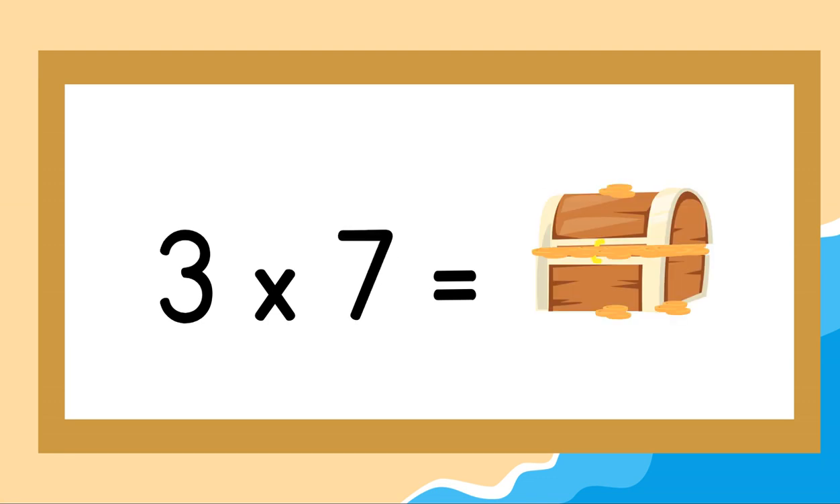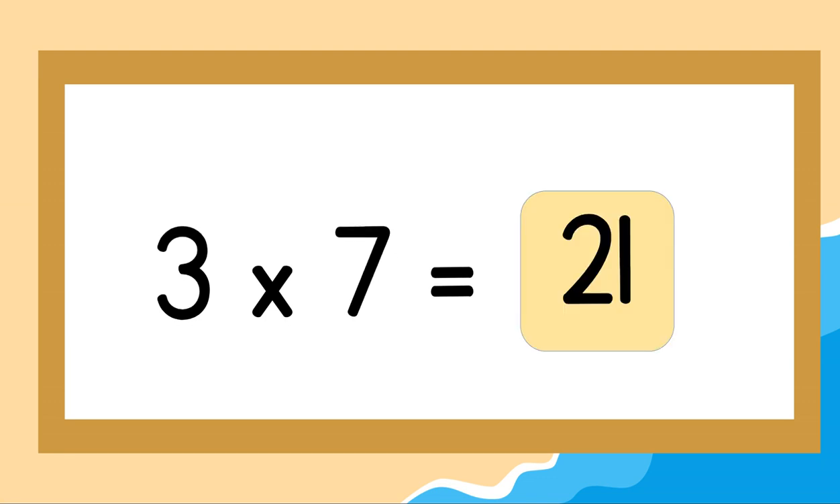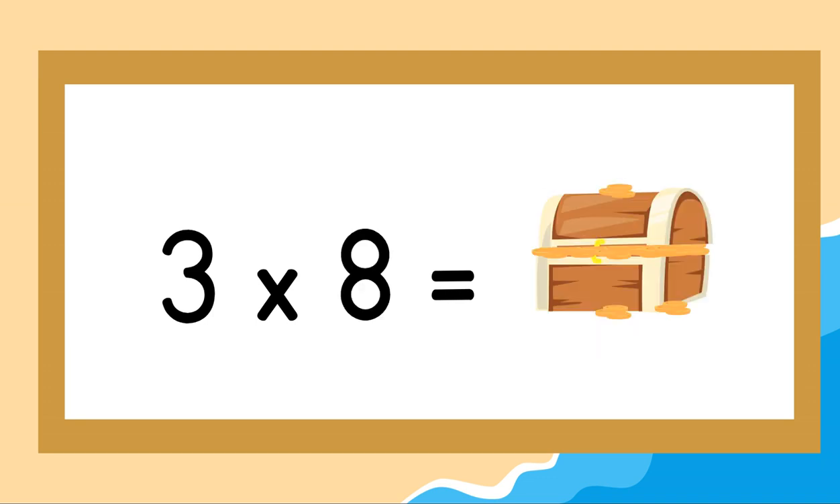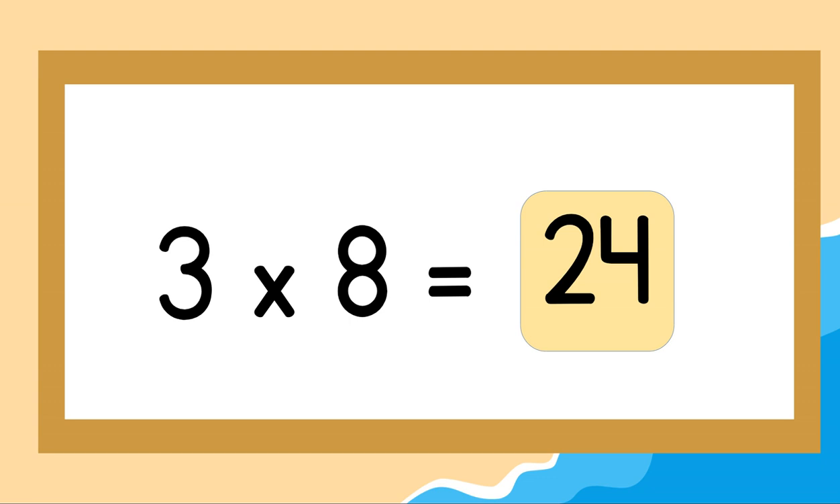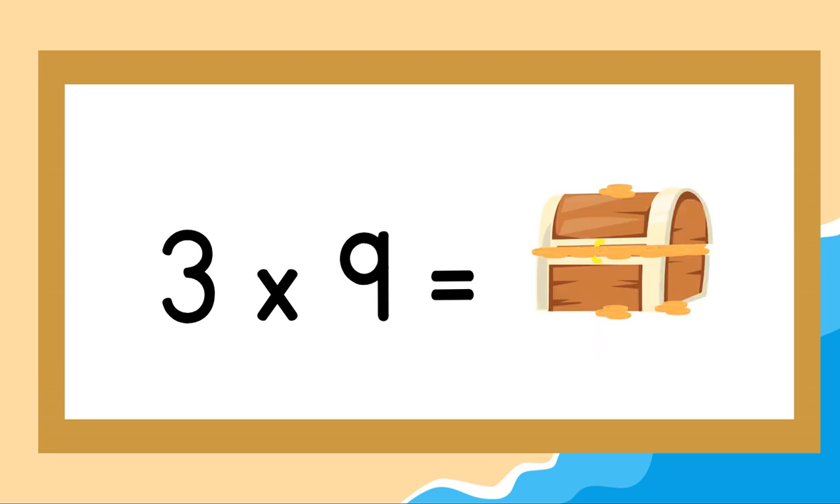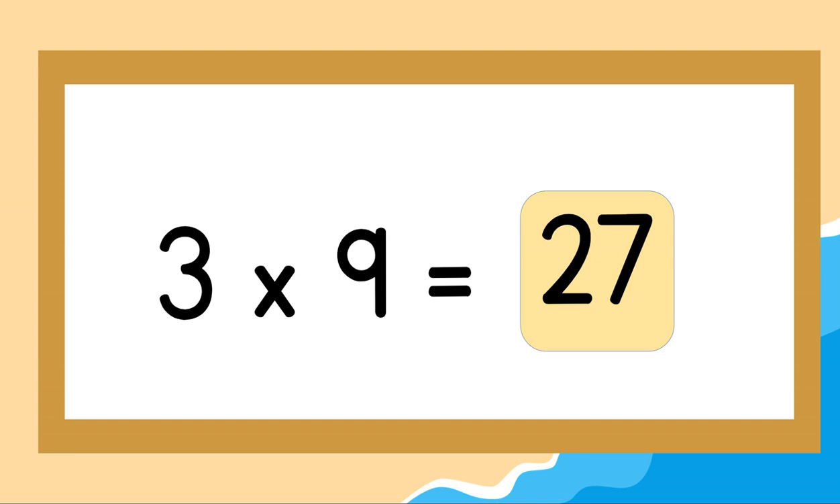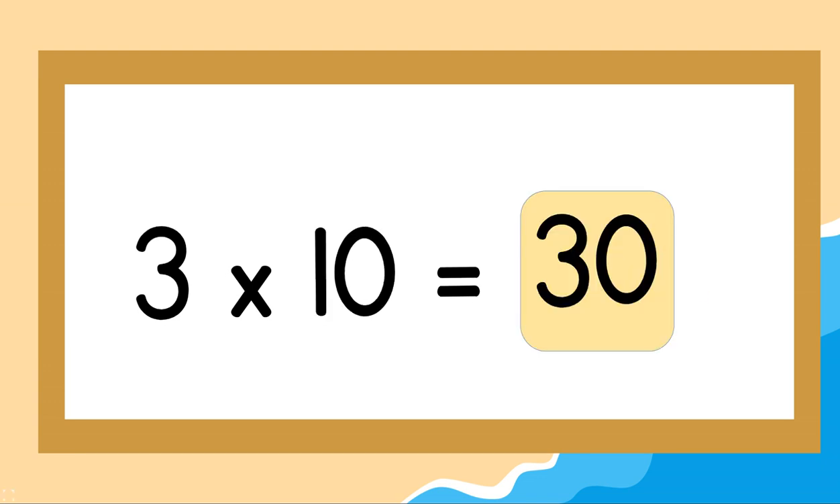3 sevens are. Can you guess? 3 sevens are 21. 3 eights are. Can you guess? 3 eights are 24. 3 nines are. Can you guess? 3 nines are 27. 3 tens are. Can you guess? 3 tens are 30.